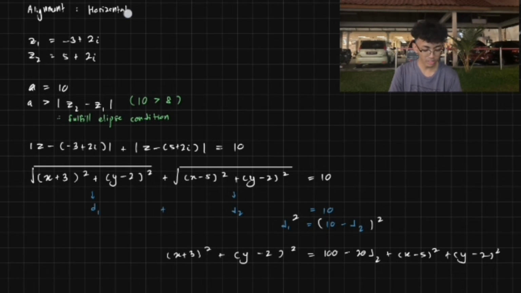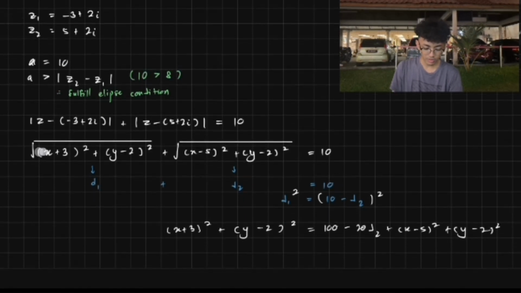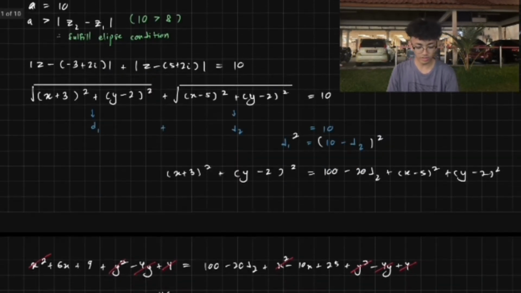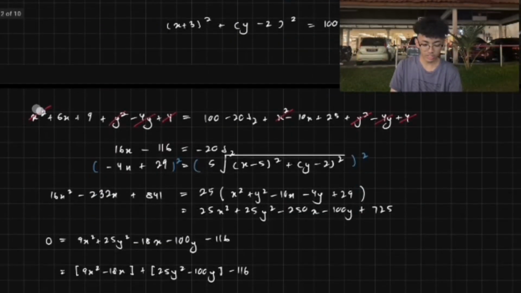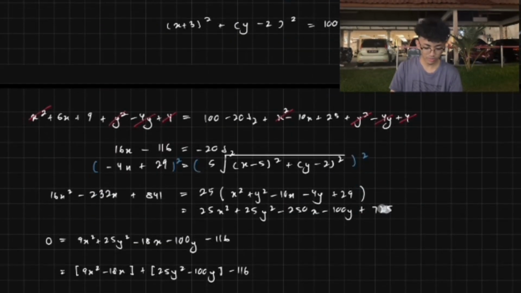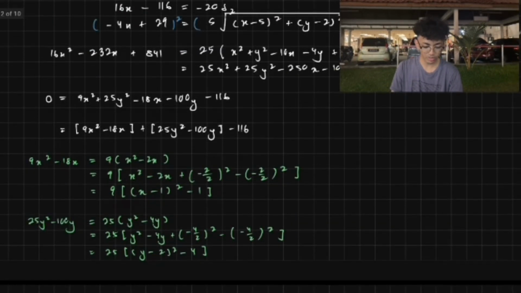I chose a horizontal ellipse with a z1 of negative 3 plus 2i and z2 of 5 plus 2i and a of 10. So, to start with, we first have to sub in the values, of course, and then we have to expand it by isolating and squaring both 2 times to get this value here. 9x squared minus 18x plus 25y squared minus 100y minus 116.